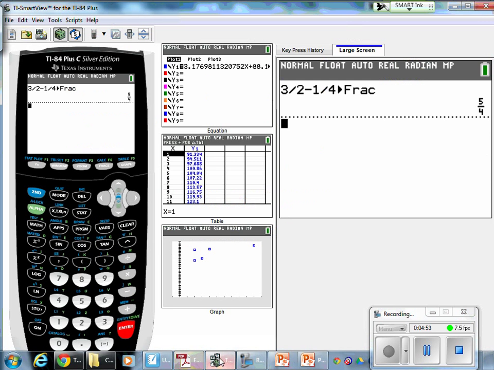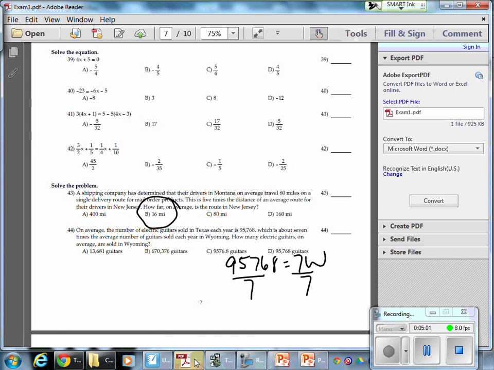95,768 divided by 7 means there's around 13,681, which would be answer A, 13,681 guitars sold in Wyoming.